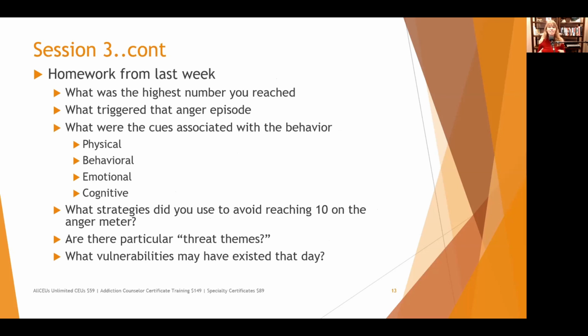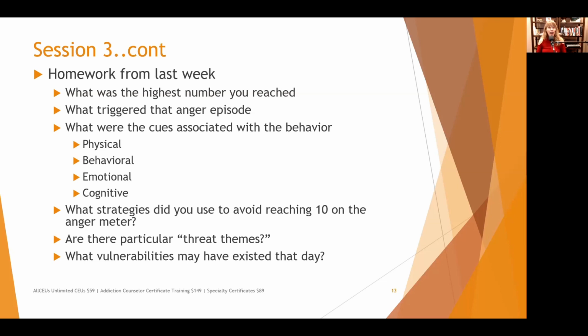What strategies did you use to avoid reaching a 10 on the anger meter? 1 being super relaxed, 10 being enraged. What strategies did you use? Are there particular threat themes when you go over your entire log? Are there particular themes, particular things that seem to set you off more frequently?